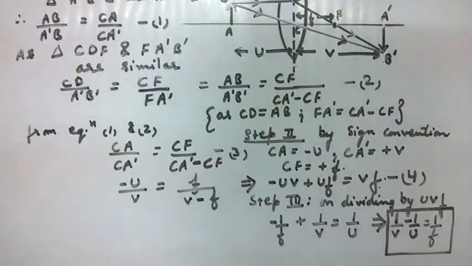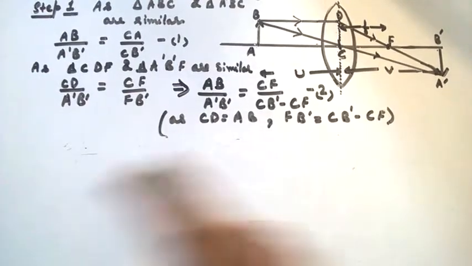Let's derive the thin lens formula when the image formed by a convex lens is virtual and erect. The method is exactly the same. The difference is only in the ray diagram.